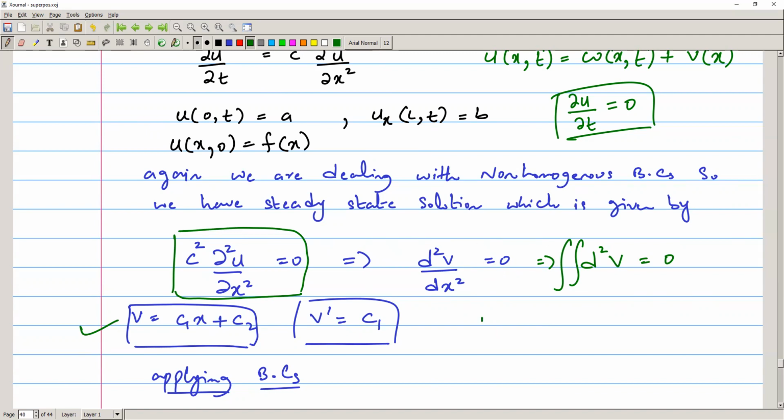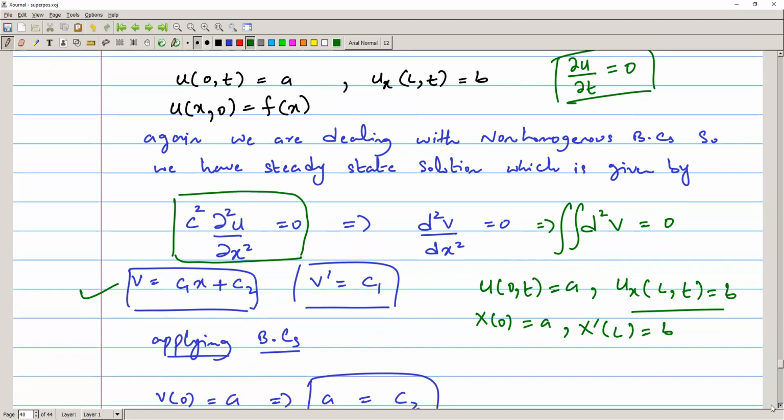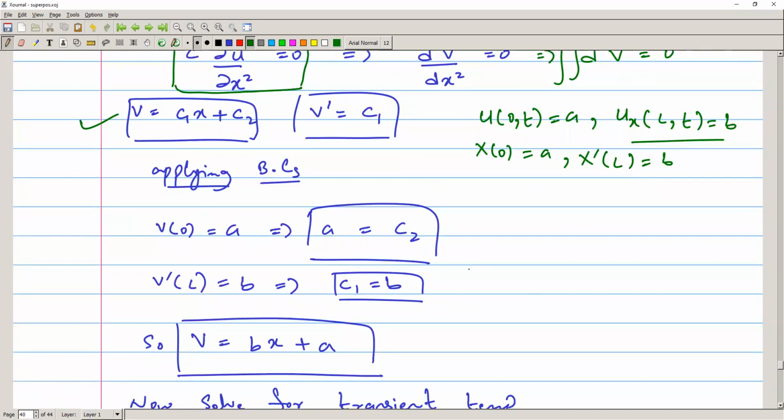So the boundary conditions are u(0,t) = a and u_x(l,t) = b, right? Here one of the conditions is a derivative boundary condition, so we have to find the derivative. This will be v' = c1, and from here we can see that v(0) = a and v'(l) = b, right? So we'll apply the boundary conditions here.